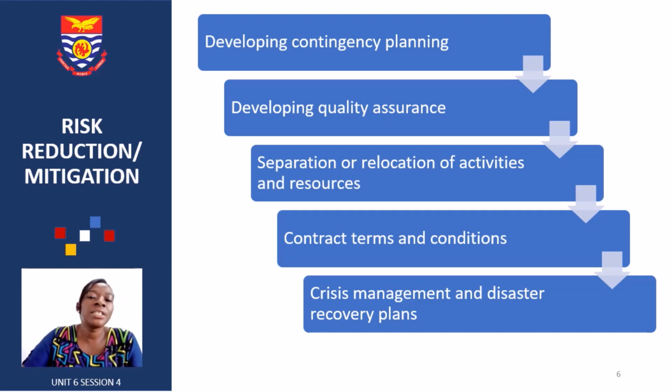Then you should develop quality assurance as well. This is what we want, and we have to make sure that at every point in time, what we are doing is matching what we want. There should be a set standard we want to achieve, which should reflect the quality we want. Then there should be separation or relocation of activities and resources. So this is for this, and that is for that. You're able to reduce some of those risks as well.